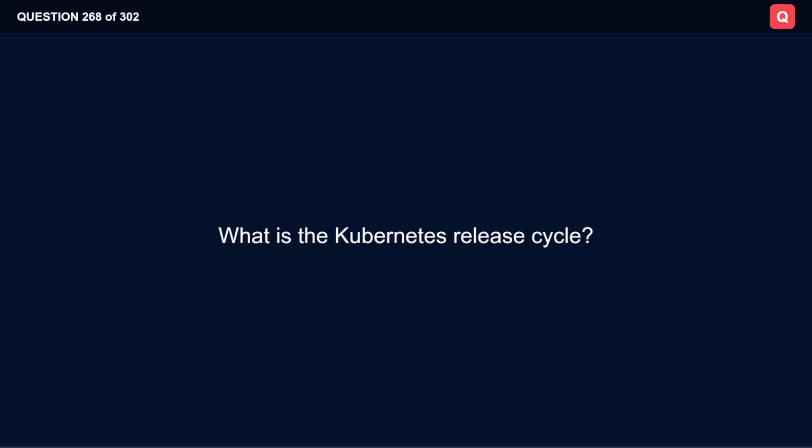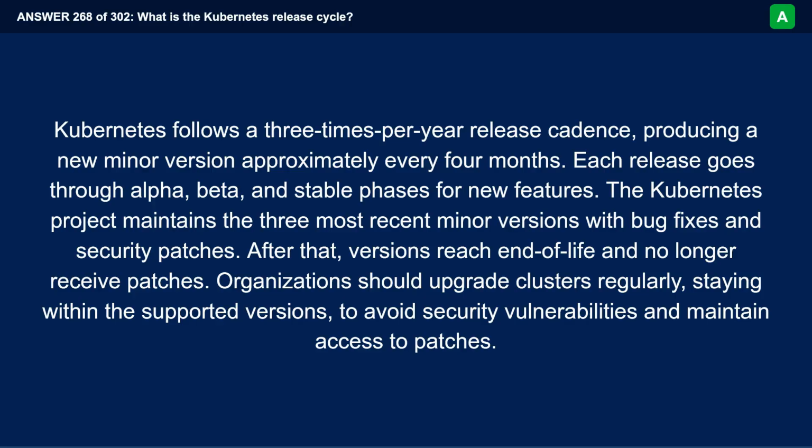What is the Kubernetes release cycle? Kubernetes follows a 3 times per year release cadence, producing a new minor version approximately every 4 months. Each release goes through alpha, beta, and stable phases for new features. The Kubernetes project maintains the 3 most recent minor versions with bug fixes and security patches. After that, versions reach end of life and no longer receive patches. Organizations should upgrade clusters regularly, staying within the supported versions, to avoid security vulnerabilities and maintain access to patches.